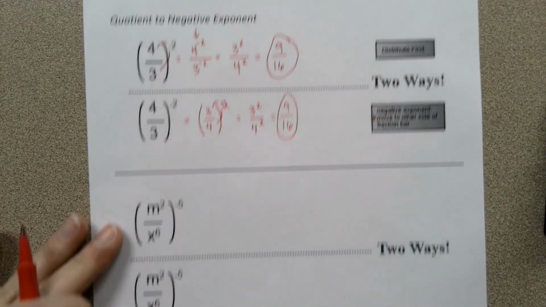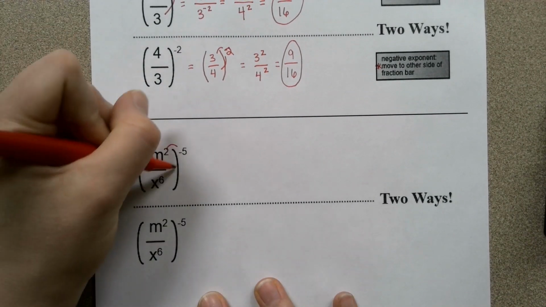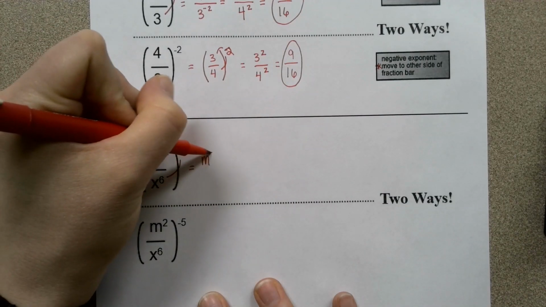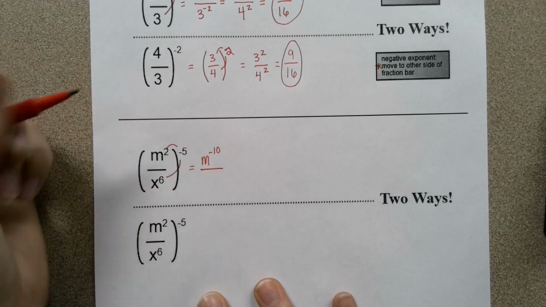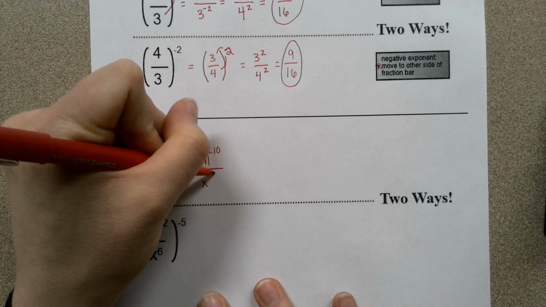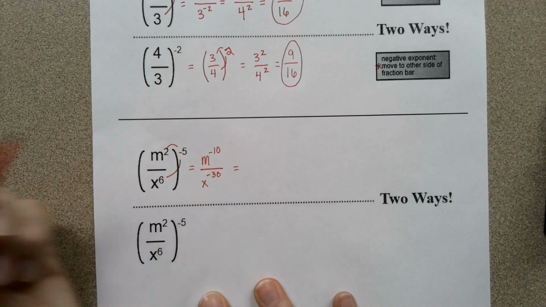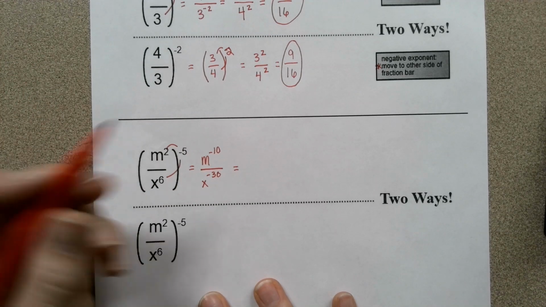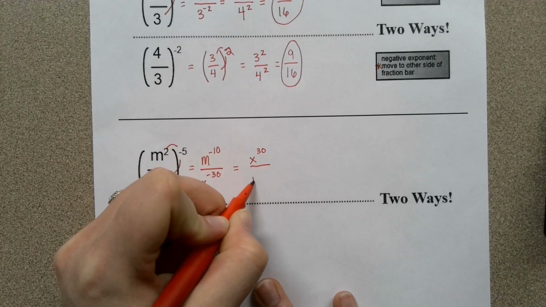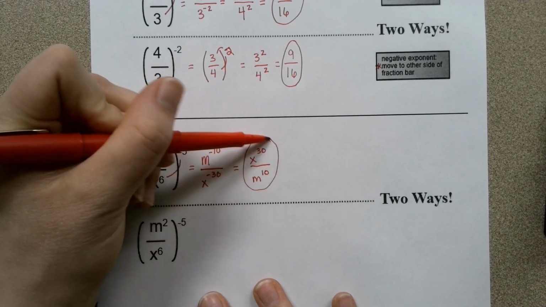Let's try the next one. Again, two ways. If we distribute first, a power to a power, we multiply. So that gives us m to the negative 10th. Power to a power for this one, again, we multiply, giving us x to the negative 30th. Notice how both of these are negative exponents. So to get rid of the negative, we have to put them across the fraction bar line, giving us x to the 30th and m to the 10th. They are not like bases, so we can't simplify any farther.